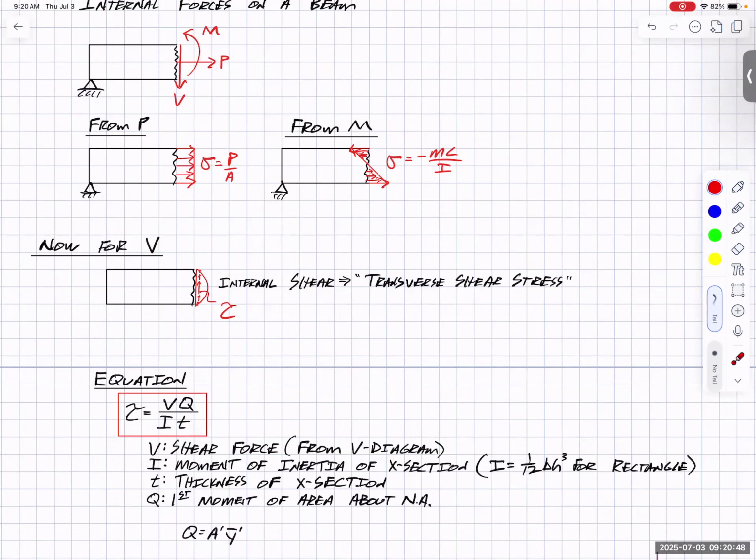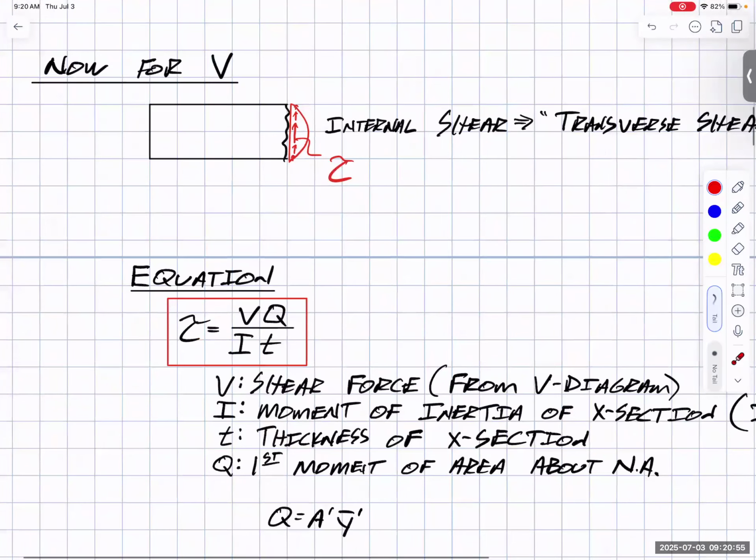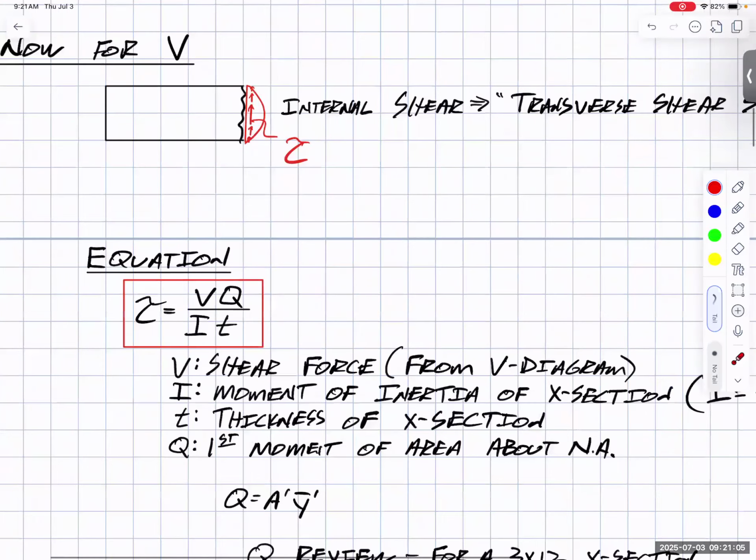But for an equation for how we'd find the shearing stress we have something like this here. The shear stress, and it's the same variable we used for shear before with tau. We've seen that for torsion and torque. We saw it with direct shear. Same tau is equal to VQ over IT. So what are these variables?